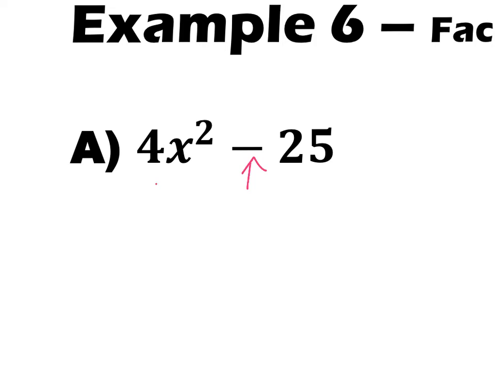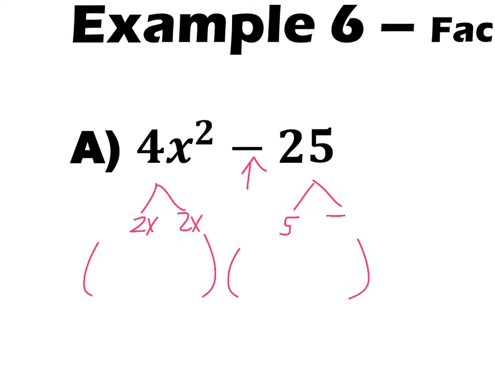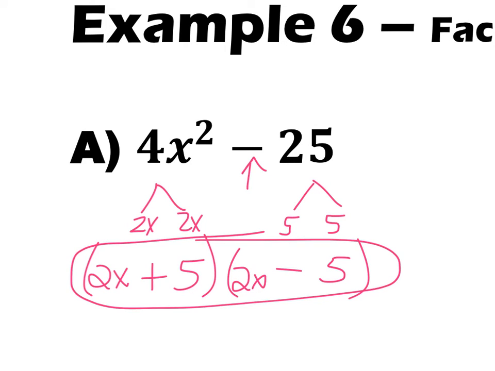Yes. So that means you say, okay, well, what times what gives me the front? What times what gives me the back? What times what gives me 4x squared? 2x and 2x. What times what gives me 25? 5 and 5. So just plug those in. And then if it's the difference of perfect squares, what do you know that the signs are? The same or different? Good. Guys, with these, you can always check, because what can you do to make sure that you did that right? Foil it.